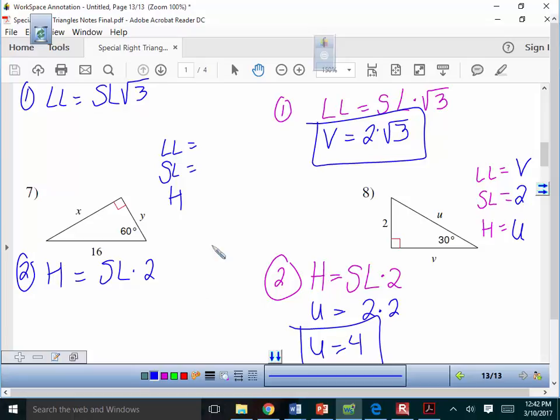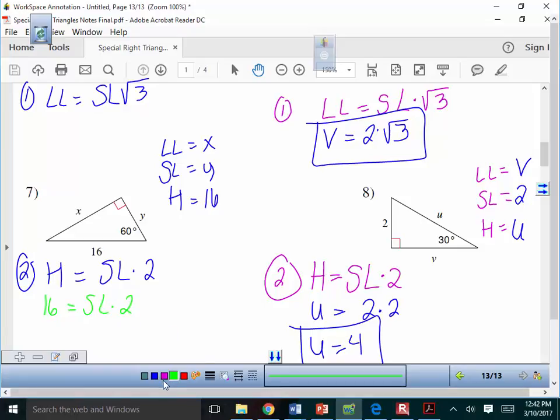Do you see this right angle right here? X is the long leg, good. What is the short leg, Alexia? And what is the hypotenuse? 16. Now, since I know the hypotenuse, I'm going to plug into that second equation first, okay? So that's going to give us h, which is 16, is equal to the short leg times 2.